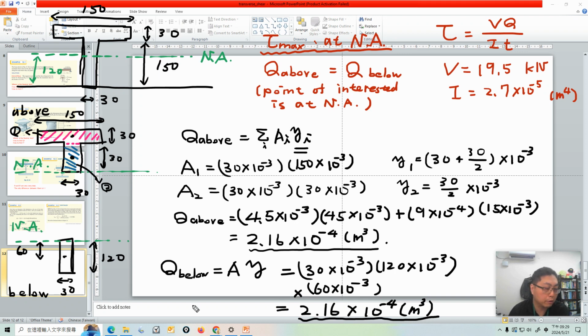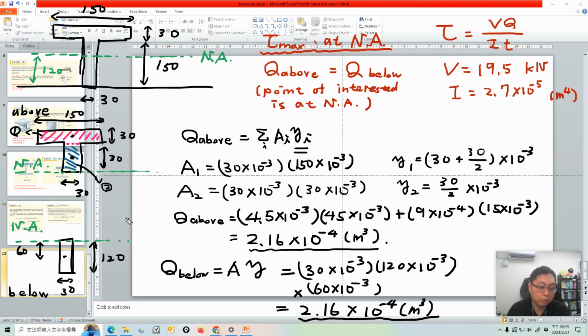If you really want to calculate Q at the neutral axis, pick this shape, which is much easier to do the calculation because the Q below is just one rectangular shape. If you calculate Q above, you still get the same value, but it is much more difficult because you have a T shape, and you have to divide the T shape into two rectangles, which makes the calculation a little more difficult.